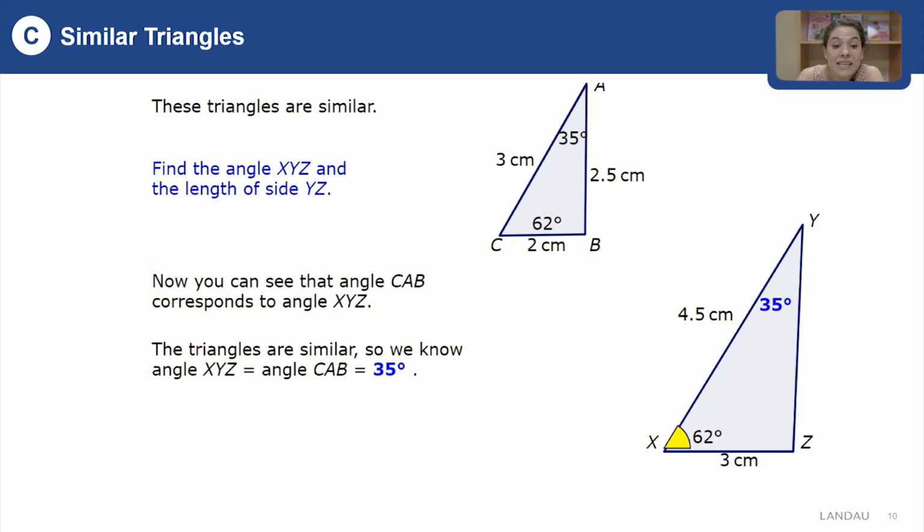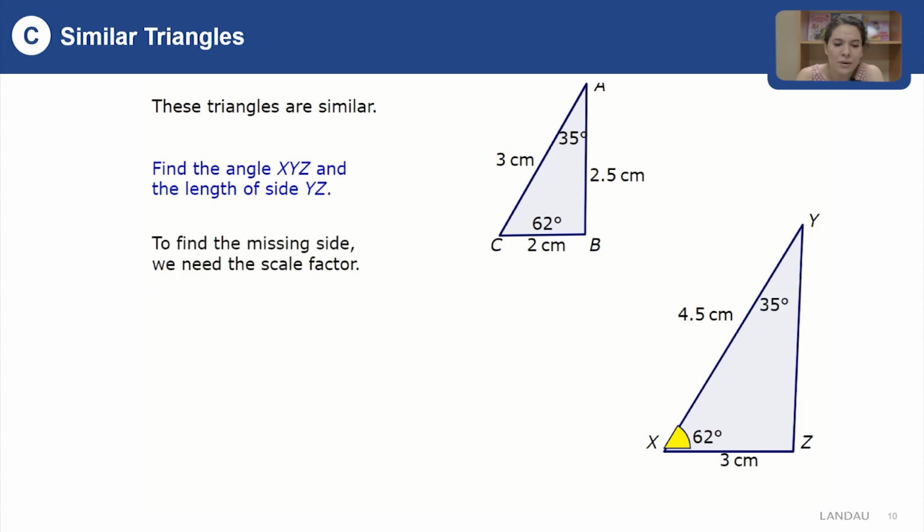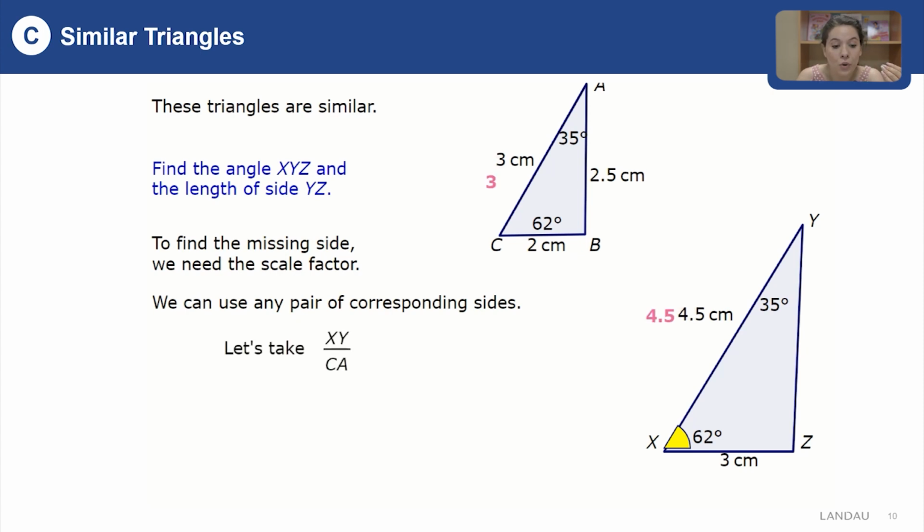to find the missing side, we need a scale factor. So we can use any pair of corresponding sides. For example, let's take XY and CA. If we get the ratio of them, we will have 4.5 over 3.